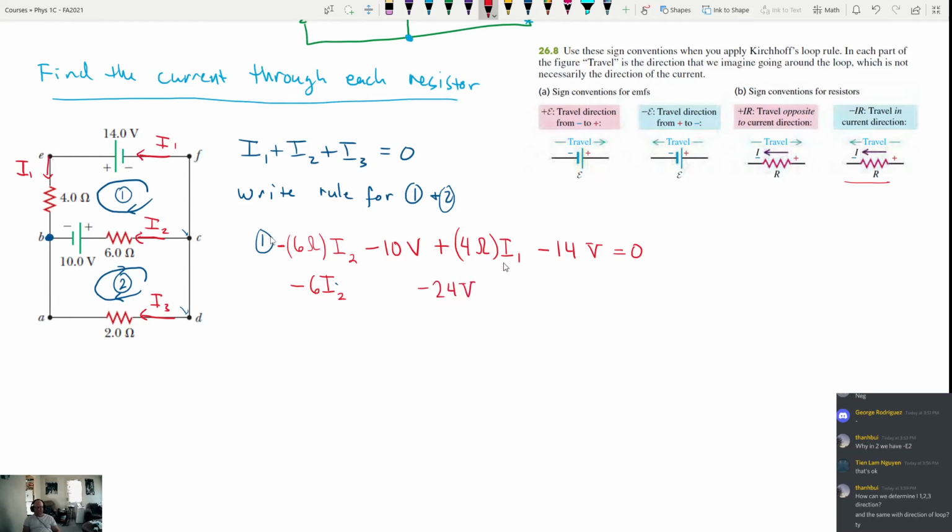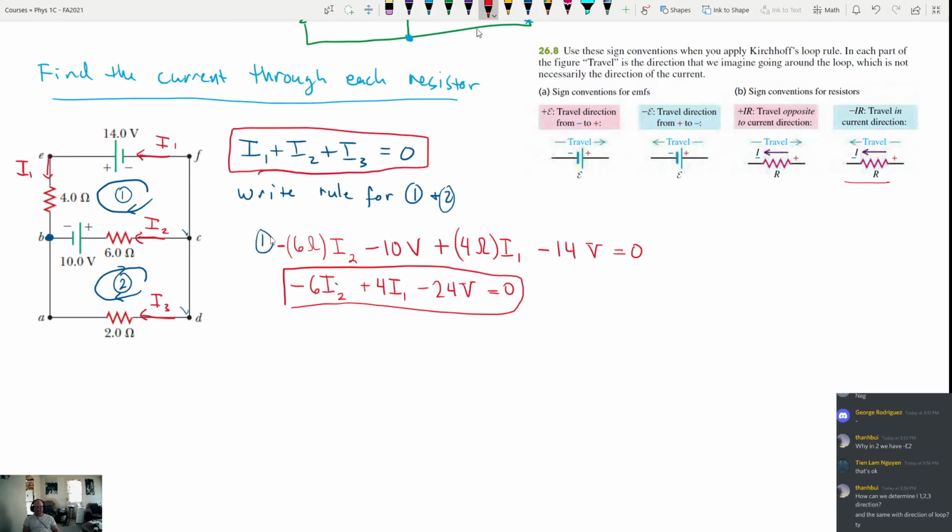And then we have 4I1, which is positive, so we'll do plus 4I1. Just because if we include all these units on here, it can get kind of confusing. All right, so that's our equation 1 right there. I'm just going to box it because we're going to use it in a bit. That's our first loop. We also got this equation from our junction rule.